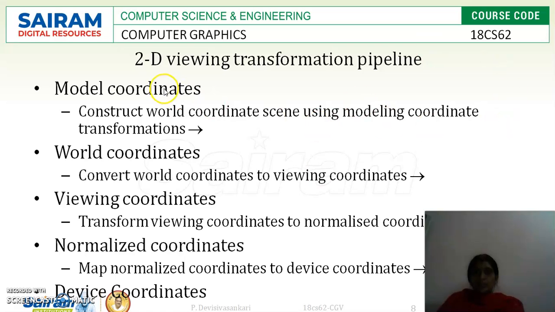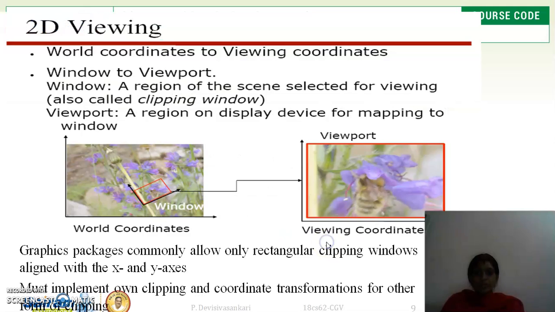So these are the steps in the 2D viewing transformation pipeline: model coordinate, world coordinate, viewing and normalized coordinates. Finally we have the device coordinate, right? So these are the main 2D viewing transformation pipeline stages. In 2D viewing, what we are doing is converting the world coordinates to the viewing coordinates, which is called window to viewport.